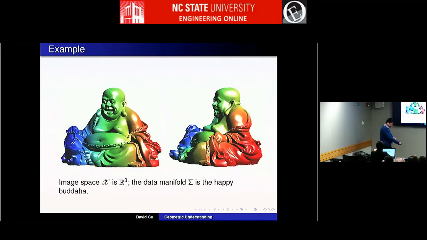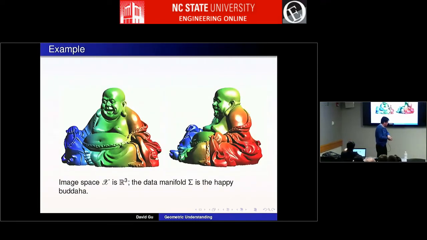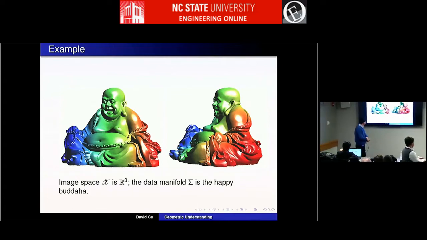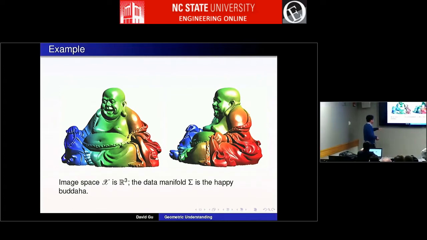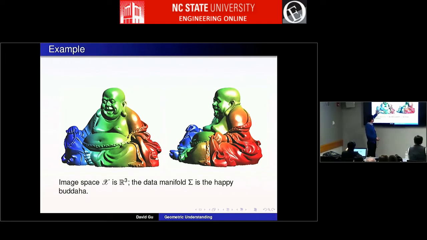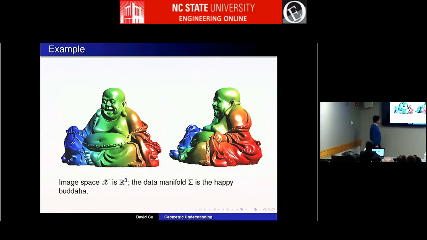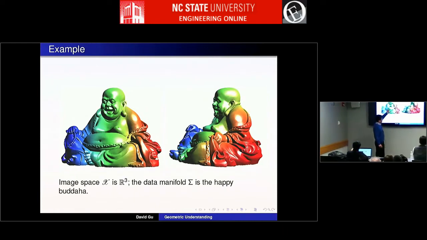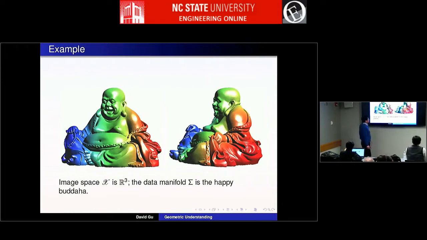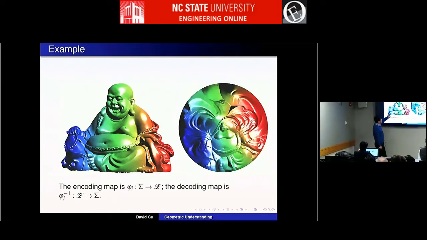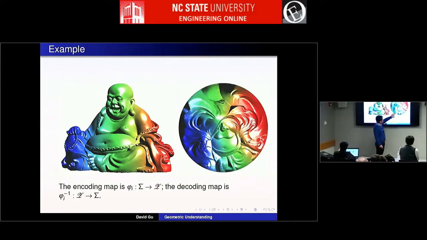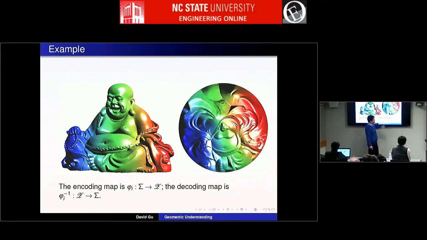Here we can visualize this concept using a low dimensional case. Suppose the image space, or the ambient space, is R3. The data manifold sigma is a hyperbola surface, and suppose we put a lot of samples on this surface, a million samples. Then we map the manifold to the latent space. The latent space is two dimensional. This mapping is called encoding, and the inverse, from here back to here, is decoding.